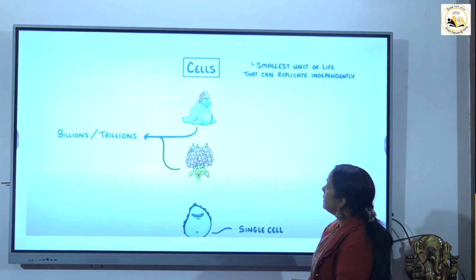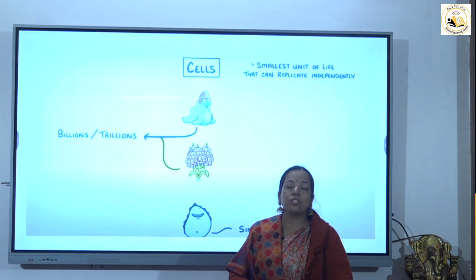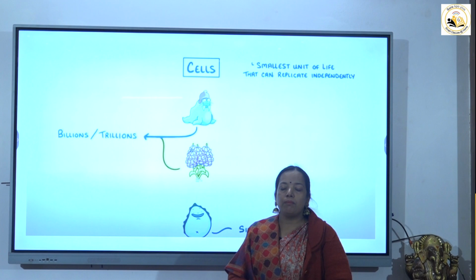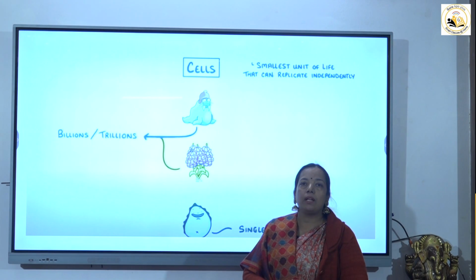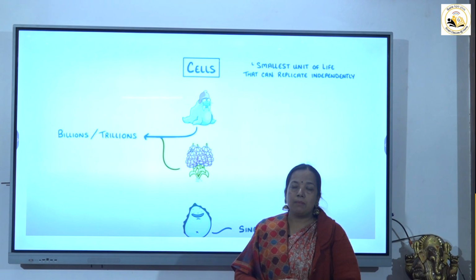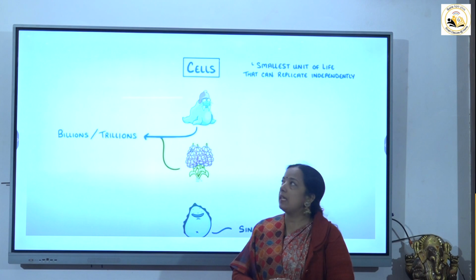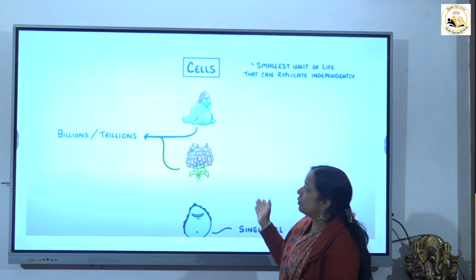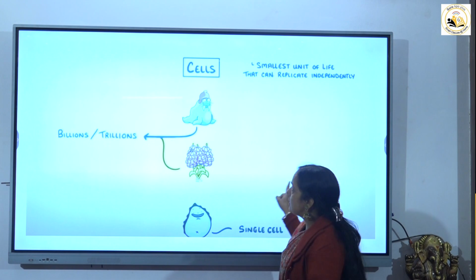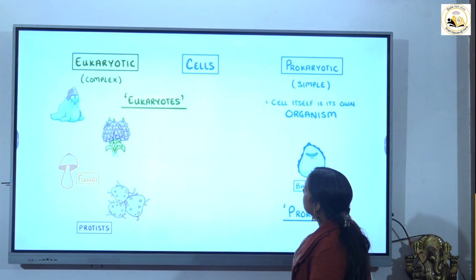So what is cell? Cell is basically the structural and functional unit of life. All the organisms, whether they are unicellular or multicellular, are composed of cells. Cell is the basic structural unit of life. It makes all the organelles, and the function of an organism is because of the function of a cell. So this slide is showing that the different organelles are made up of cells. Let's discuss what are cells.